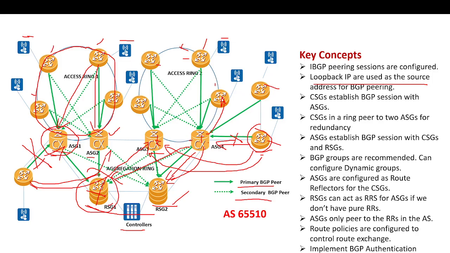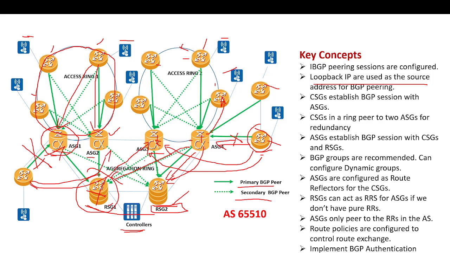Another thing that I need to mention is that in this setup, SGs will be configured as the route reflectors for the CSGs. Remember, the CSGs have to learn the routes from the controllers and even the service routes from the other CSGs. So we have the SGs configured as the route reflectors for the CSGs. RSGs can act as the RR for the SGs. And if you are connecting to the external network, definitely the RSGs will always be the route reflectors, unless you have separate route reflectors in the network.